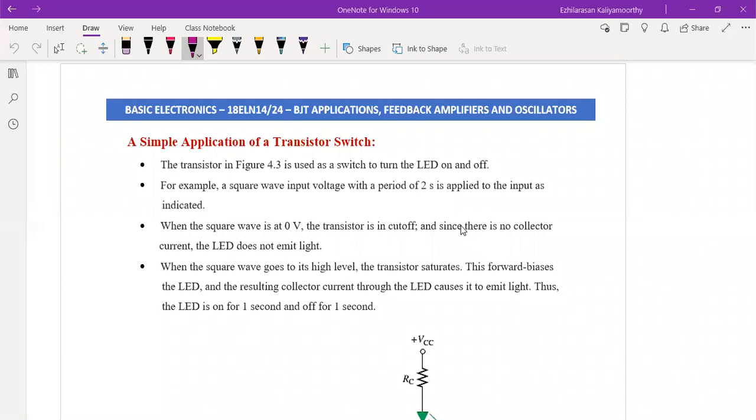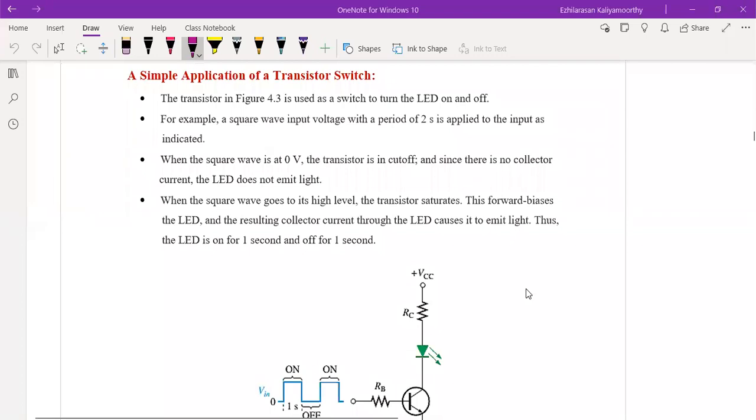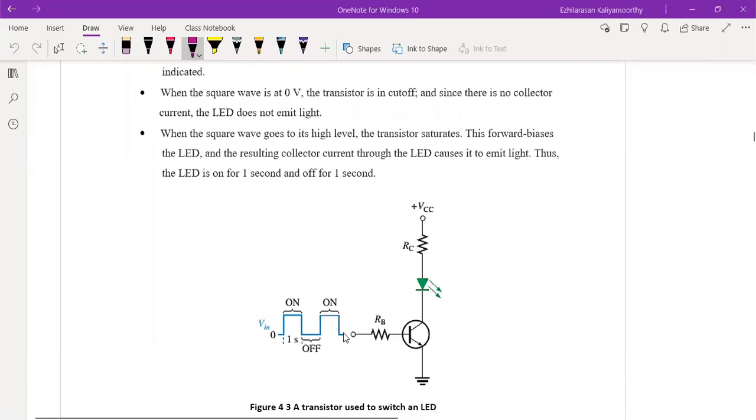Next, let us discuss how, with the help of the BJT switch, we can develop one simple application. The application is, with the help of the BJT, we need to turn on the LED and we have to turn off the LED. For this, we have to give a square wave as the input voltage, because normally you would give the input in terms of a sine wave only.